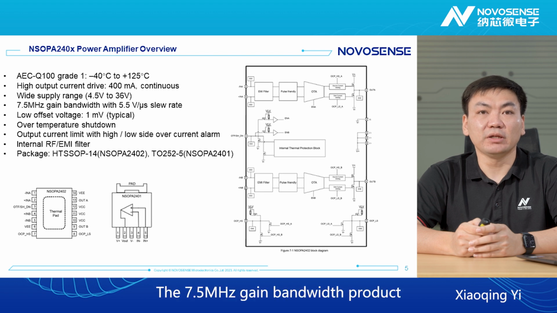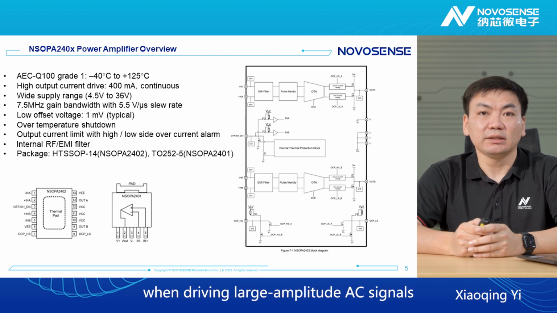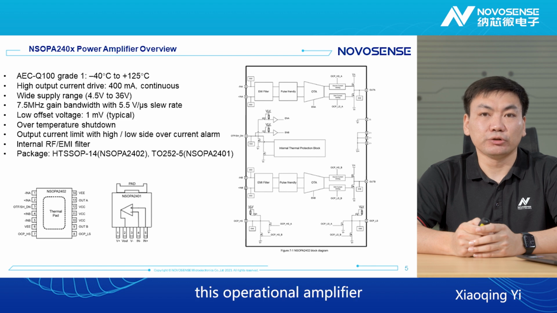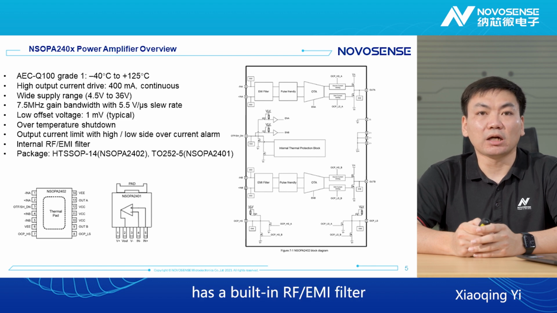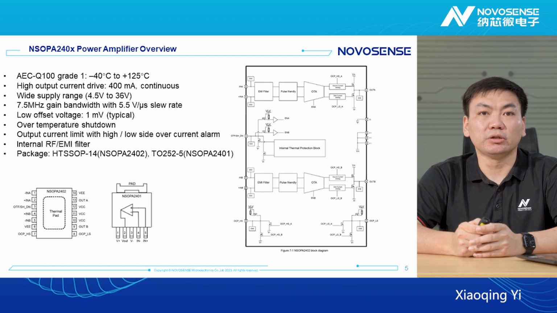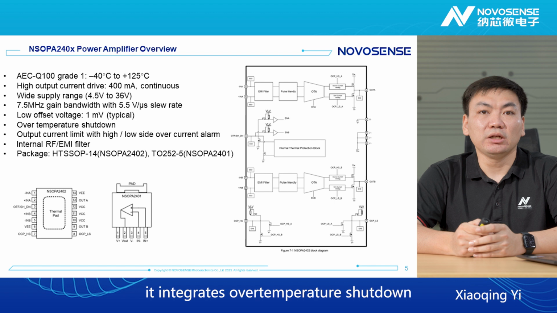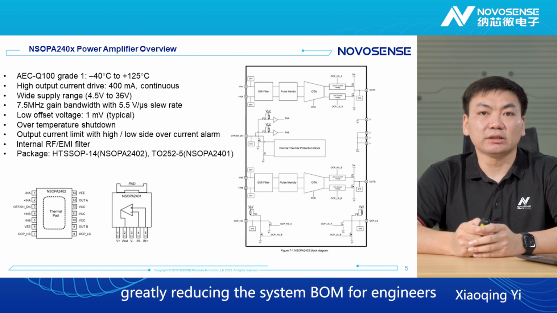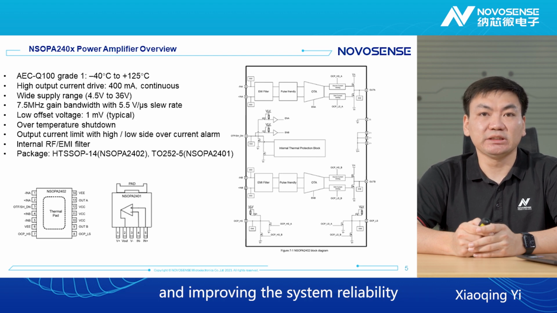The 7.5 MHz gain bandwidth product and 5.5 V per microsecond slew rate can ensure no distortion when driving large amplitude AC signals. Furthermore, this operational amplifier has a built-in RF EMI filter, allowing it to work better in complex noise environments like inverters. In addition, it integrates over-temperature shutdown and current-limiting protection functions, greatly reducing the system BOM for engineers and improving the system reliability.